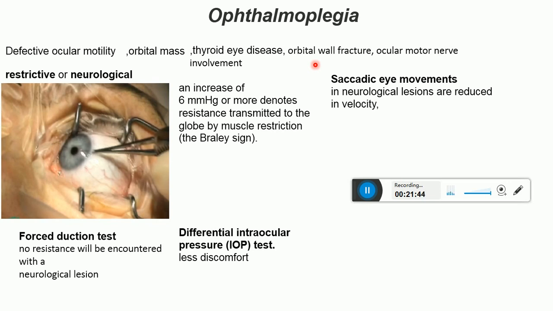There are tests which are used to differentiate between a restrictive cause from a neurological cause of the ophthalmoplegia. Number one is force duction test. Under topical anesthesia, the insertion of the muscle in the involved eye is grasped with forceps and the globe is rotated in the direction of reduced mobility. Checked movement of the globe indicates a restrictive problem. No resistance will be encountered with a neurological lesion.